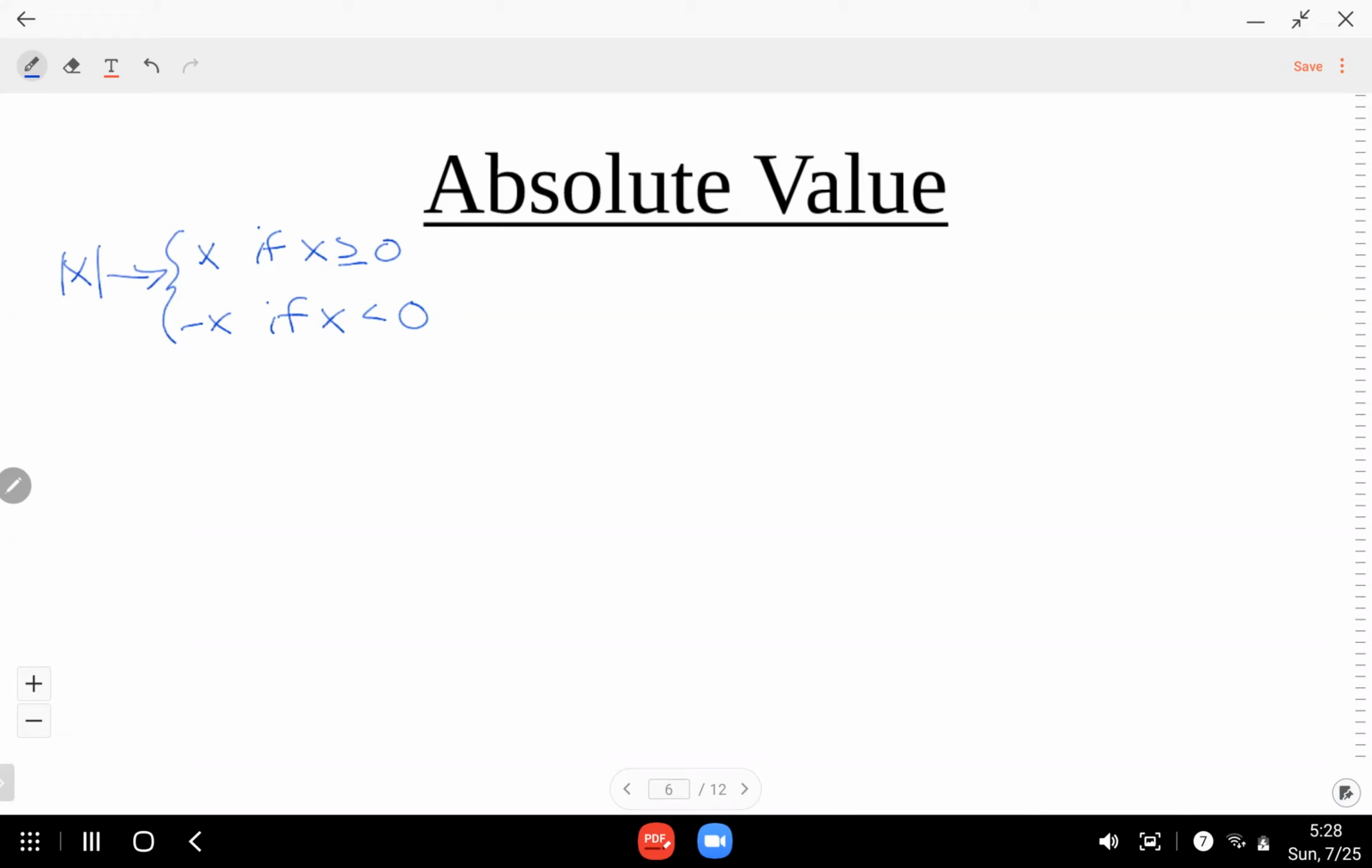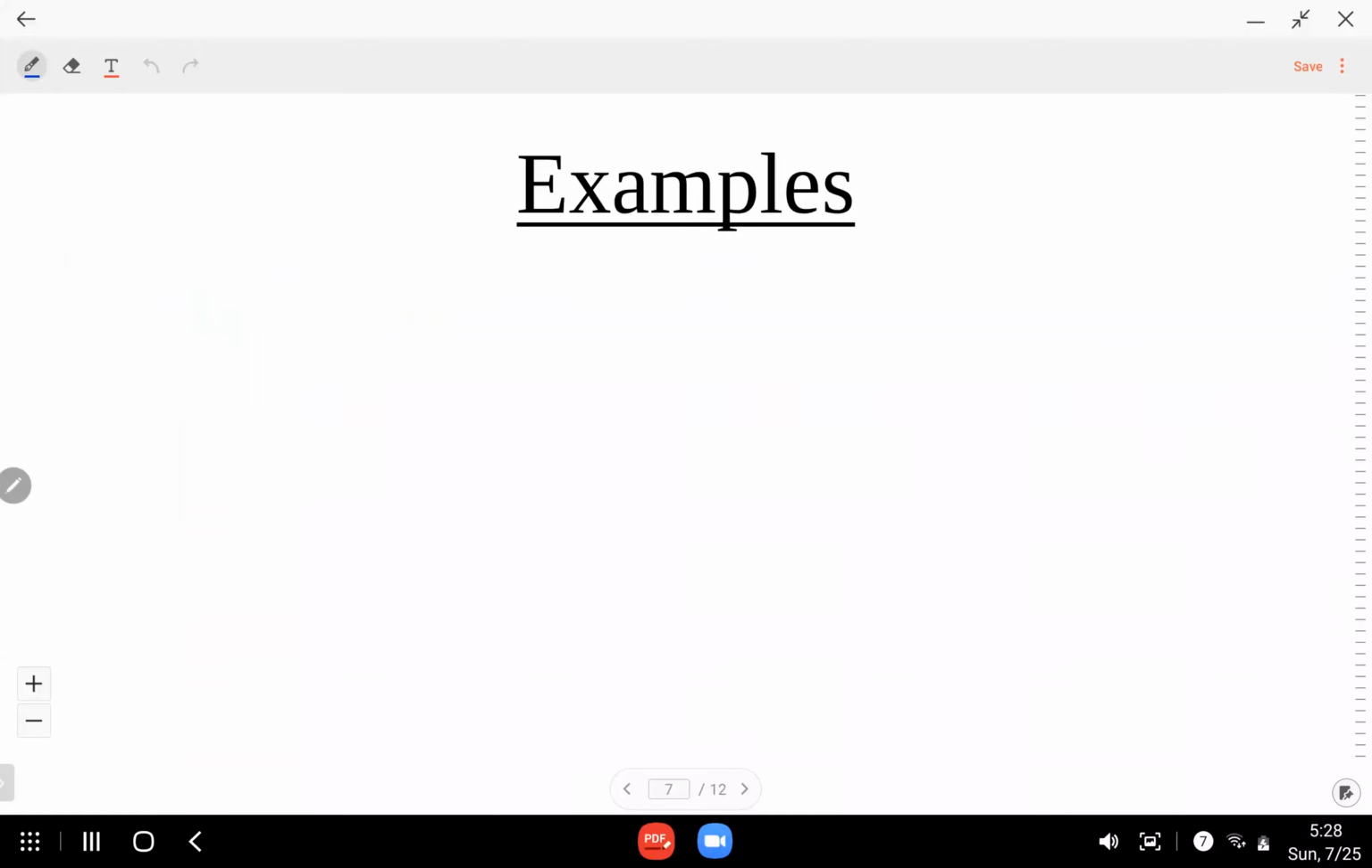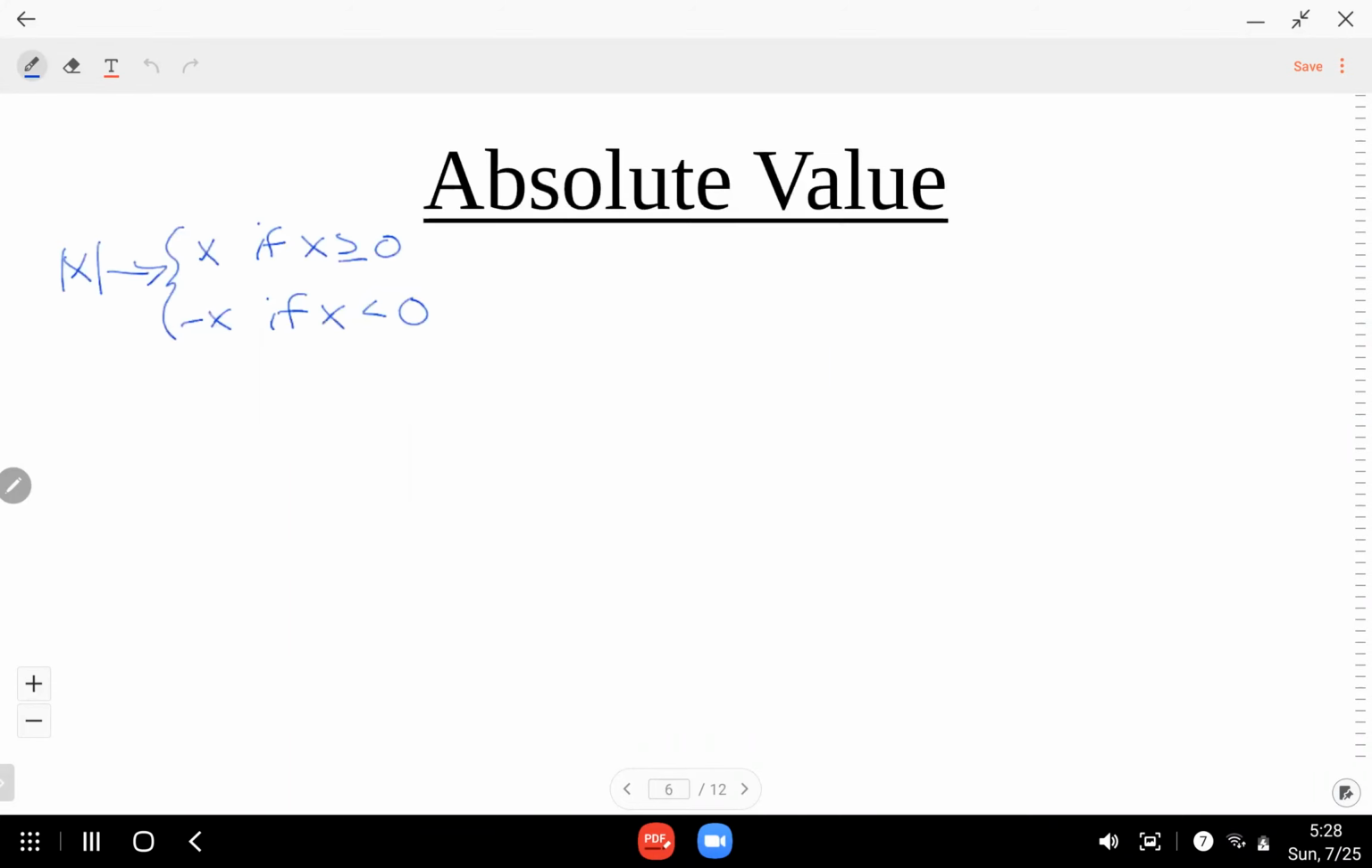This might not make sense, but let's make an example about this. Actually, let's do one here because we still have space. So, negative 5. You want to find x, right? What is x?